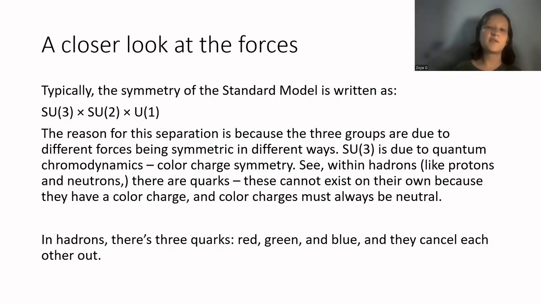Typically, the symmetry of the standard model is written as SU3 times SU2 times U1. The reason for this separation is because the three groups are due to different forces being symmetric in different ways. SU3 is due to quantum chromodynamics, so color charge symmetry. Within hadrons, like protons and neutrons, there are quarks, and these cannot exist on their own because they have a color charge, and color charges must always remain neutral.